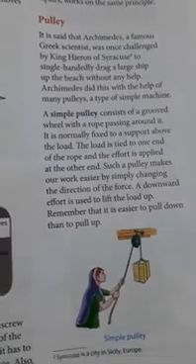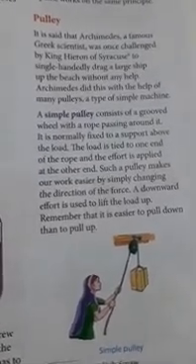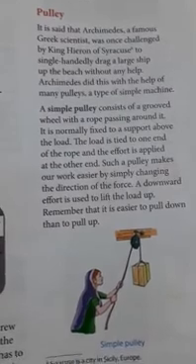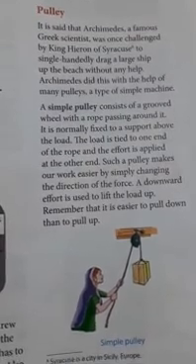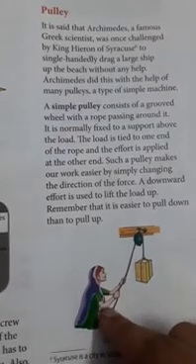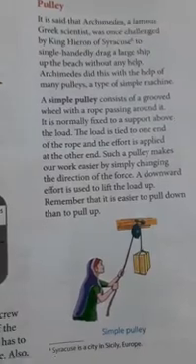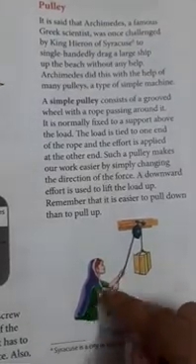Such a pulley makes our work easier by simply changing the direction of the force. A downward effort is used to lift the load up. She is giving a downward effort to lift the load up. Remember that it is easier to pull down than to pull up. This is a simple pulley. Turn the next page.